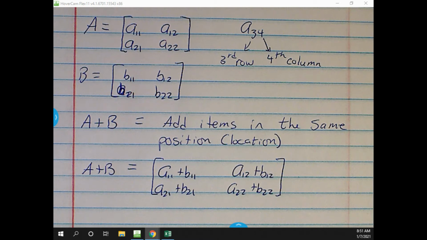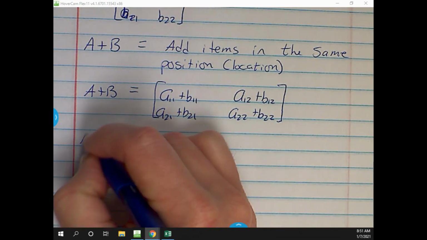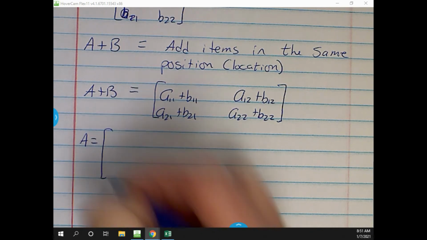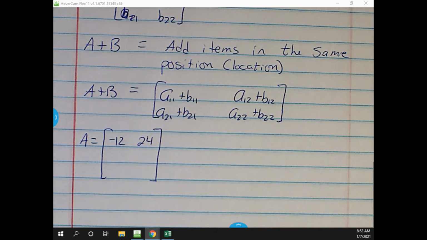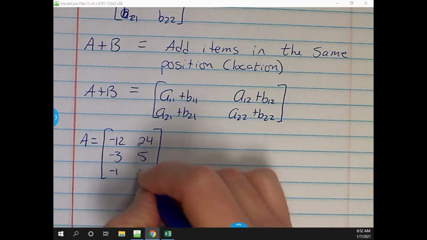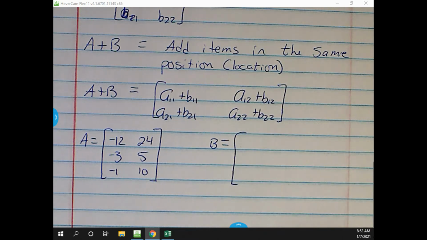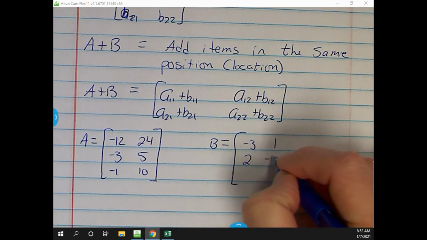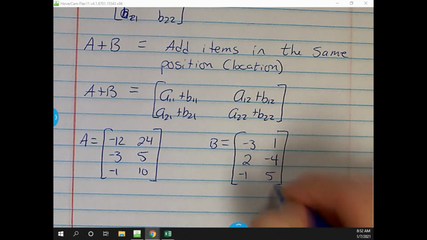Okay, so let's give you one where you've got some actual numbers on it so you can see what it's going to look like. So for matrix A, we'll do negative 12, 24, negative 3, 5, and negative 1, 10. And for B, we'll make it negative 3, 1, 2, negative 4, and negative 1, 5.